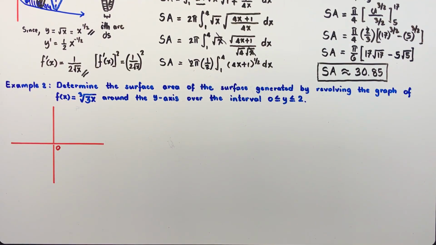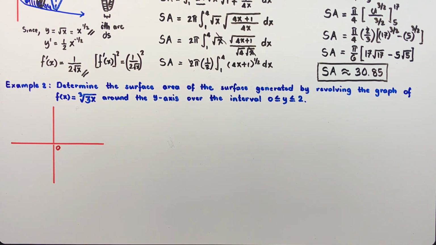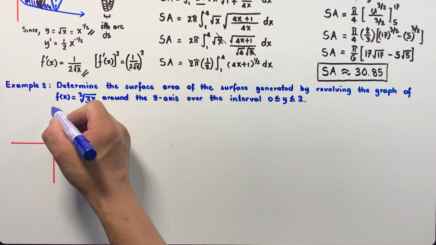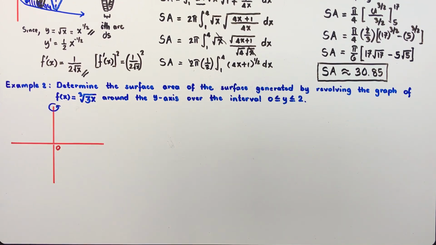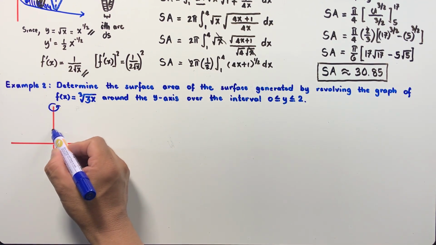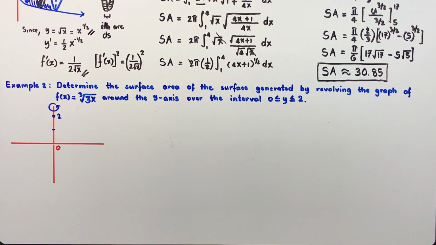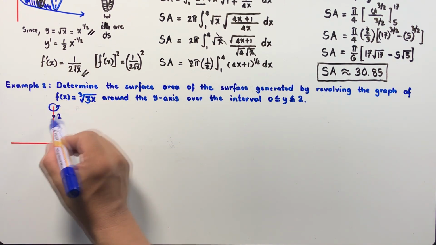Now let's proceed to our example number 2. Determine the surface area of the surface generated by revolving the graph of this function, cube root of 3x, around the y-axis over the interval from 0 to 2. And since we are revolving the curve around the y-axis here, and the interval is in terms of y, so from 0 to 2 here, we need to rewrite the function in terms of y, because we are revolving around the y.